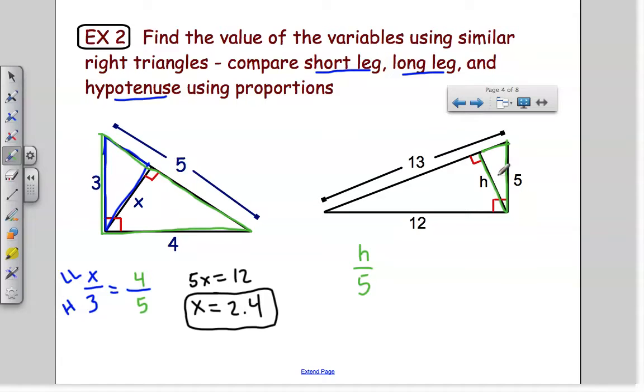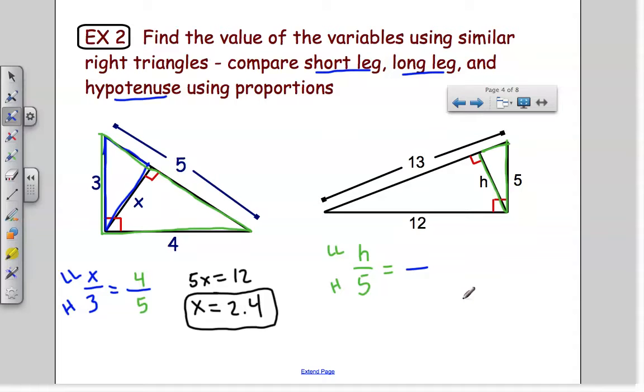And now identify, what parts do we have? What are h and 5? Are they the shorter leg, the longer leg, or the hypotenuse? H in this case is actually the longer of the two legs, right? Because these are the two legs. It's the longer of the two legs in that right triangle. 5 for this right triangle is the hypotenuse. So I picked the long leg and hypotenuse of one of the triangles. I'm going to have to pick long leg and hypotenuse of a different triangle.